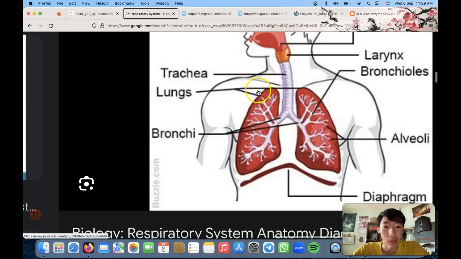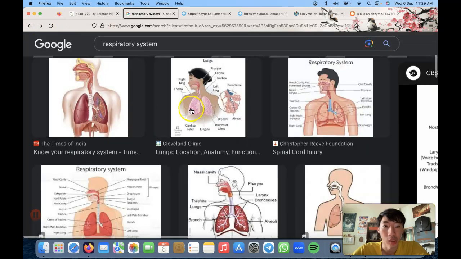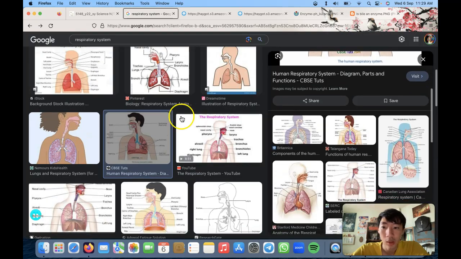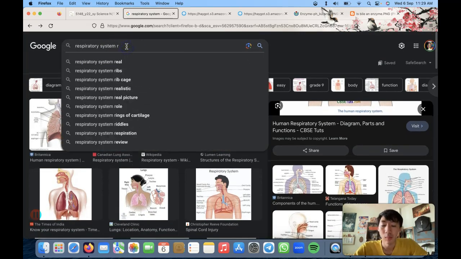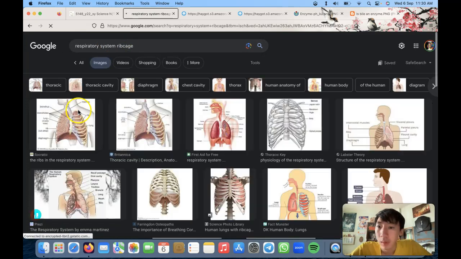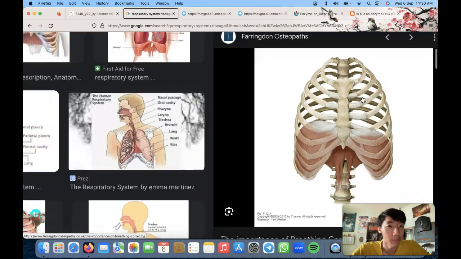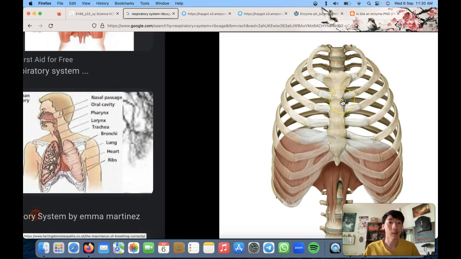Okay, then what about the rib cage? The rib cage also has an important function. Let's see if I can find a picture of the rib cage. Okay, so this is the rib cage. It's also quite simple. You can see that your lungs are inside. Imagine these are where your lungs are.